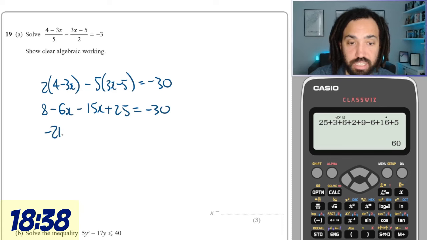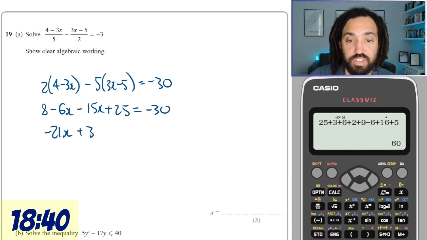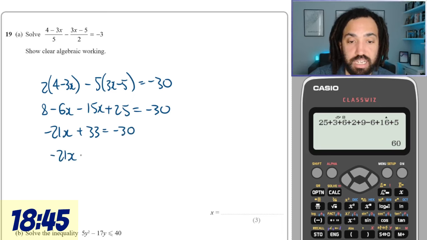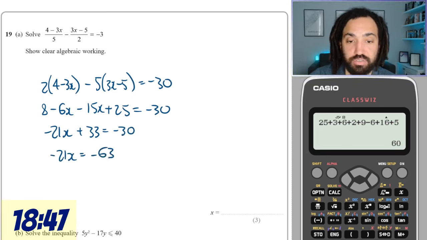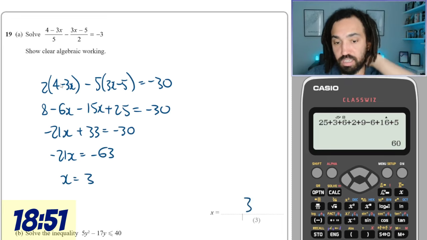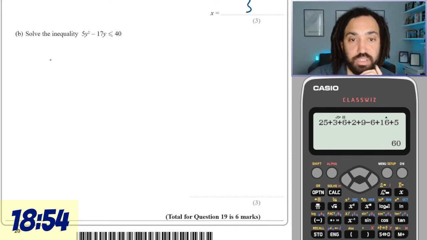Collect like terms, that's minus 21x plus 33 is equal to minus 30. So minus 21x is equal to minus 63. So x is equal to 3. Okay, great. Right, solve this inequality.